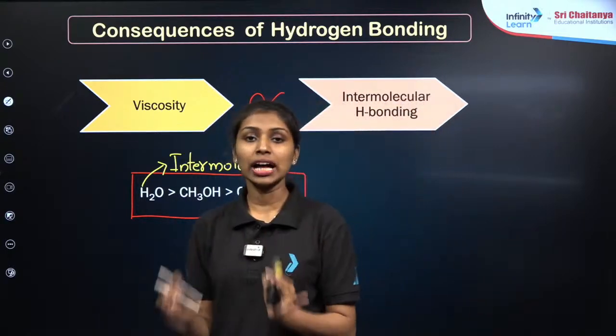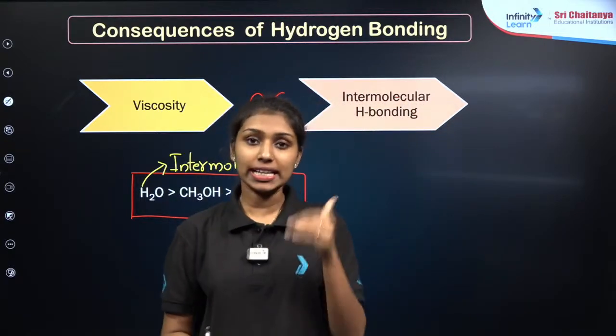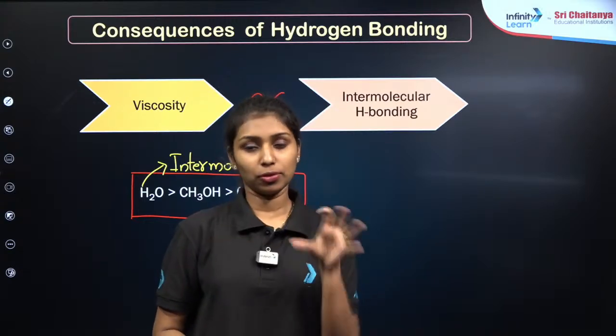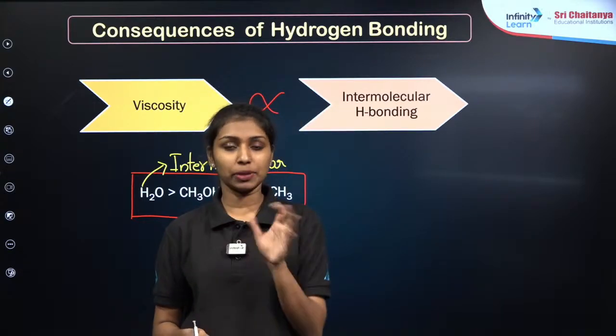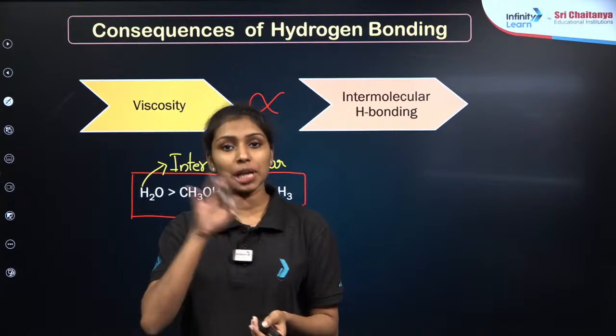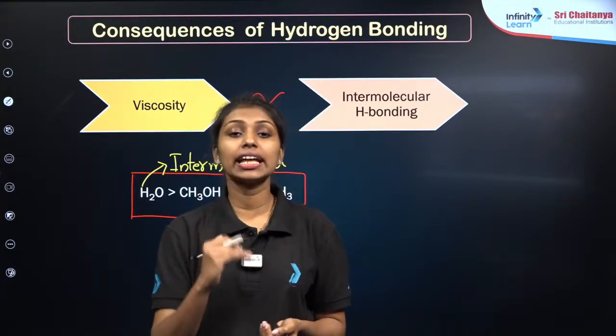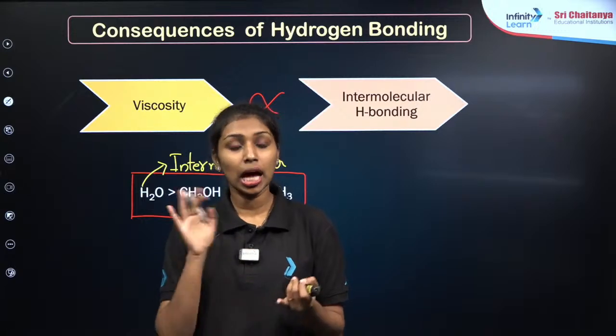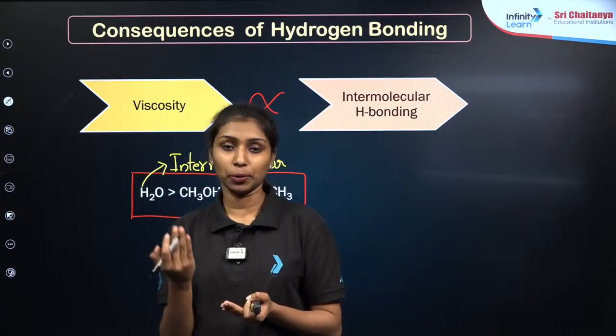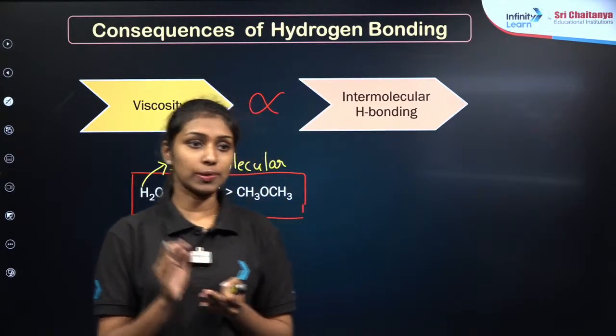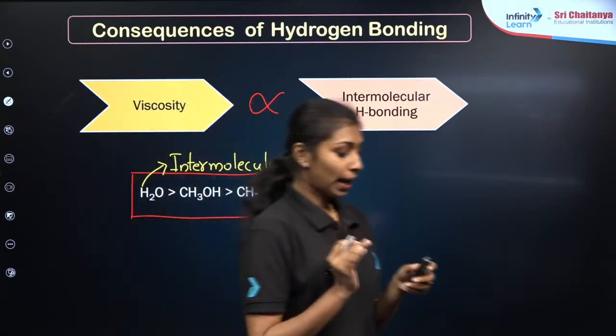Okay, these are all about hydrogen bonding. So far we discussed what hydrogen bonding is: the electrostatic force of attraction between hydrogen and an electronegative atom. Two types of hydrogen bonding are present, inter and intramolecular hydrogen bonding. Then we discussed how they affect the boiling point, viscosity, melting point and solubility of the molecules. So now let us practice some questions.